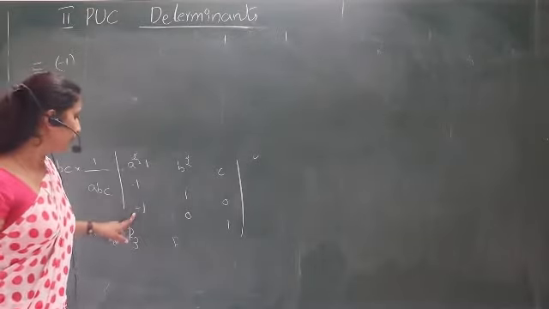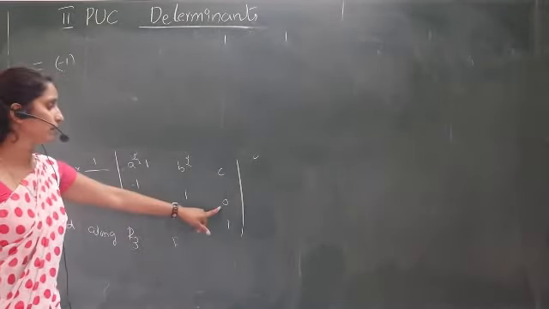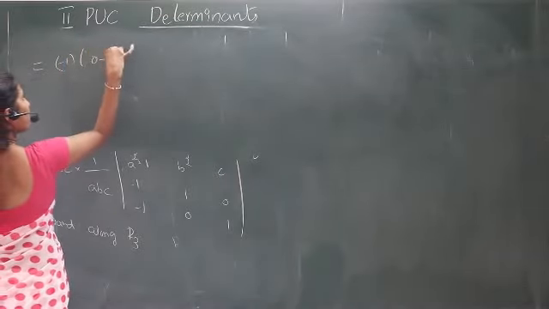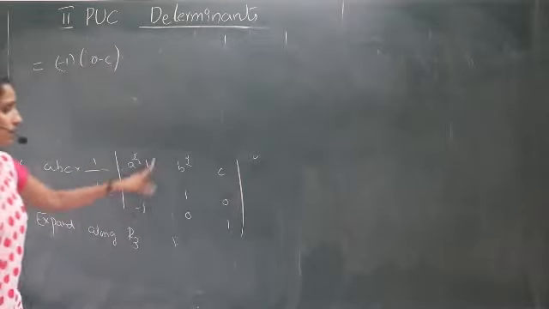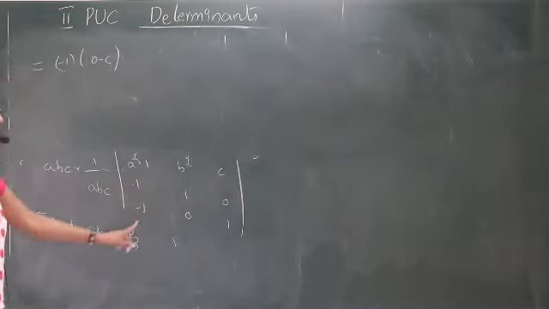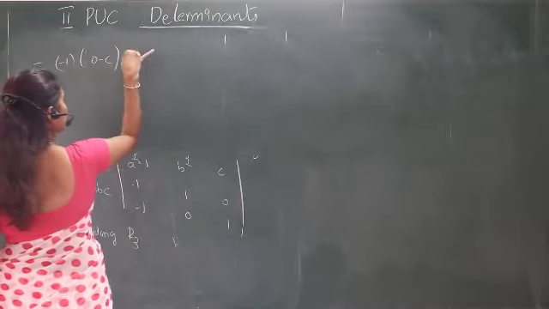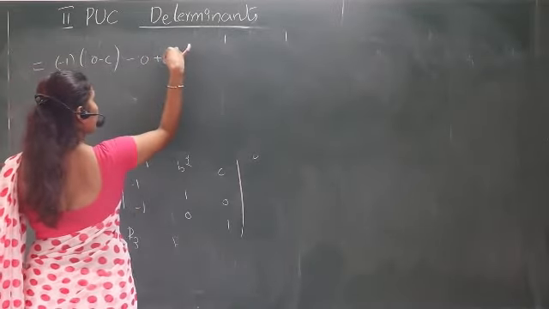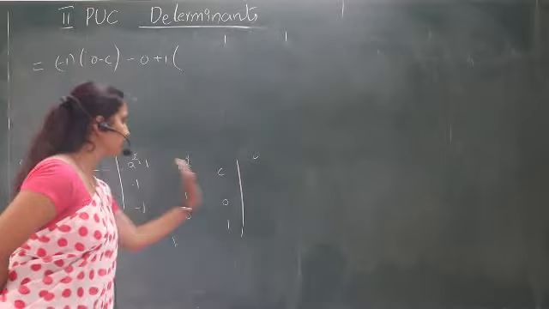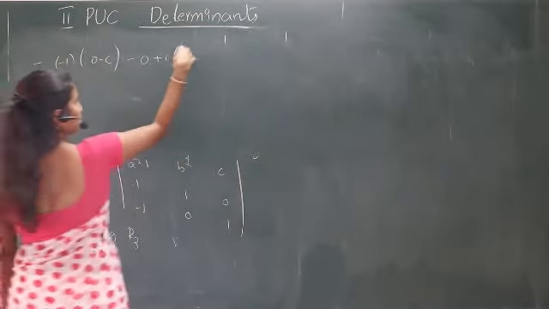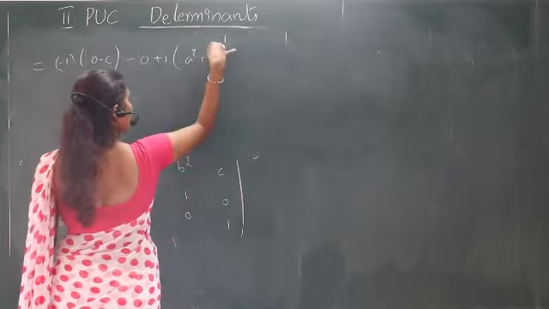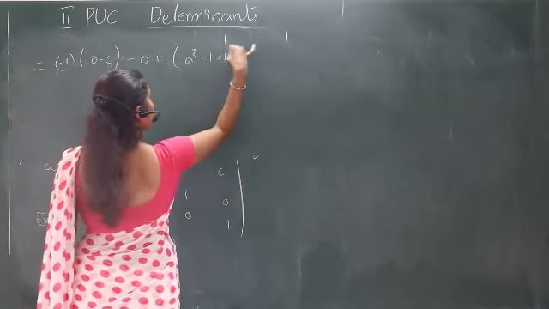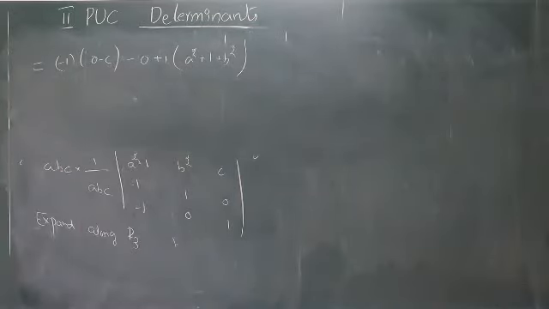R3, minus 1 into, by deleting this row and this column, we get B square into 0 is 0, minus C, 0 minus 1 into 0 minus C, then next one will be minus 0, then plus 1 into, by deleting this row and this column, A square plus 1. So minus into minus plus b square. Plus b square.